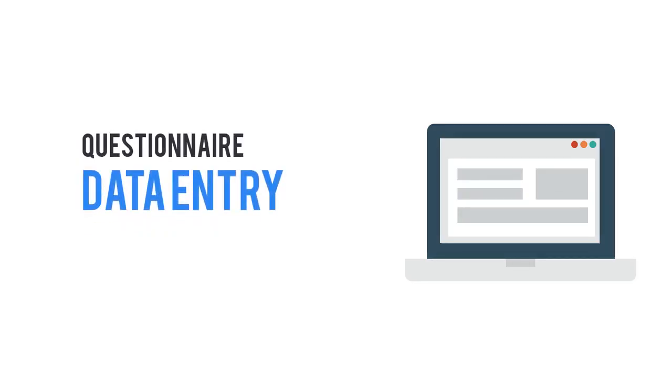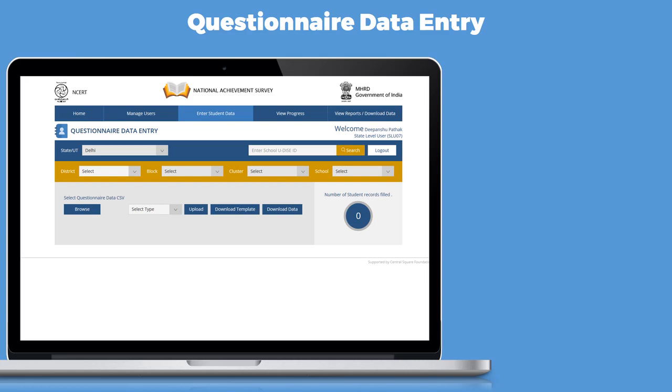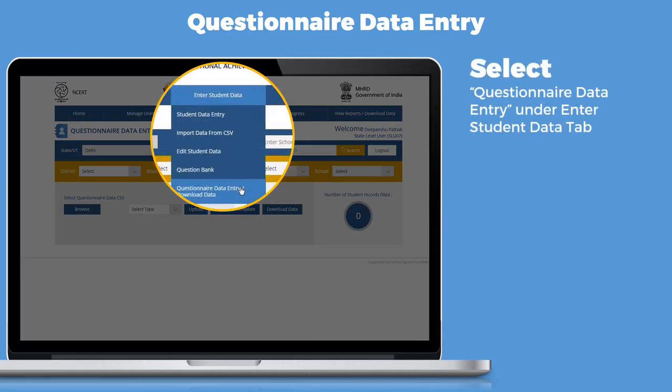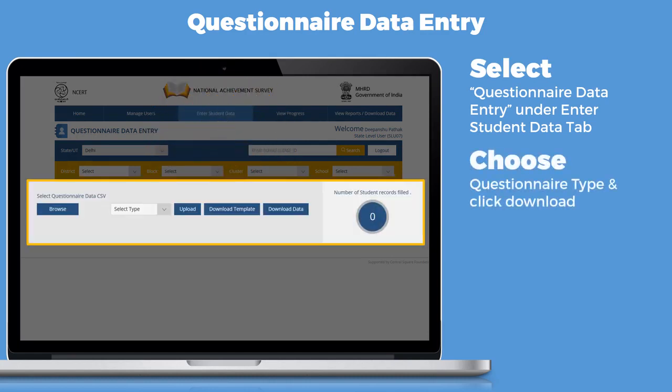This module will allow a user to upload data for 3 kinds of questionnaire: Pupil Questionnaire PQ, Teacher Questionnaire TQ, and School Questionnaire SQ. To upload the data for these 3 kinds of questionnaires, click on Questionnaire Data Entry under the Enter Student Data tab. The user needs to select the questionnaire type first from the Select Type drop-down to download the required CSV template. After the user selects any desired questionnaire type, for example TQ from the Select Type drop-down, then clicks on the Download Template button, the respective CSV template will be downloaded.